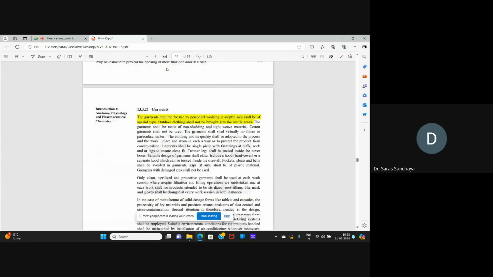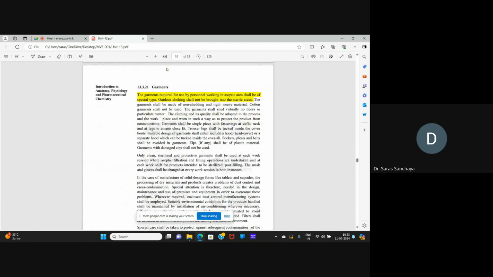Then garments. The garments required for use by personnel working in aseptic area shall be of special type. Outdoor clothing shall not be brought into the sterile areas. The garments shall be made of non-shedding and tight weave material. Cotton garments shall not be used. The garment shall shed virtually no fibers or particulate matter which can cause contamination of the drugs. The clothing and its quality shall be adapted to the process and the workplace and worn in such a way as to protect the product from the contamination.